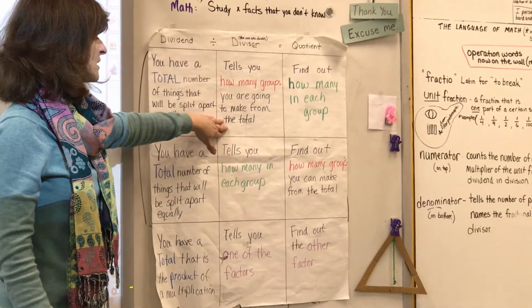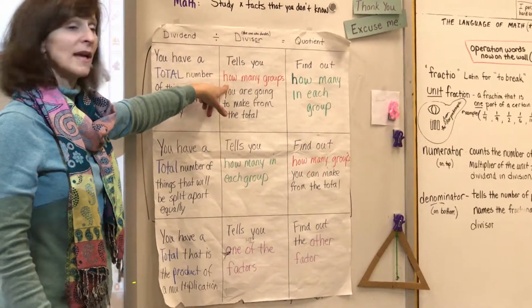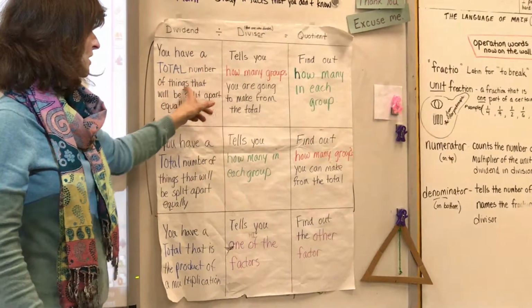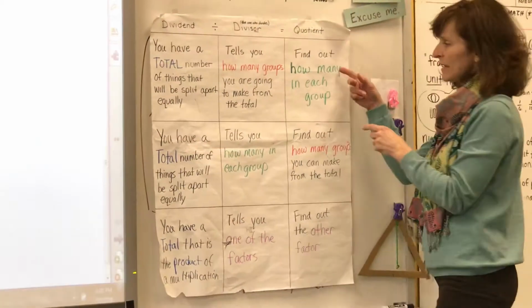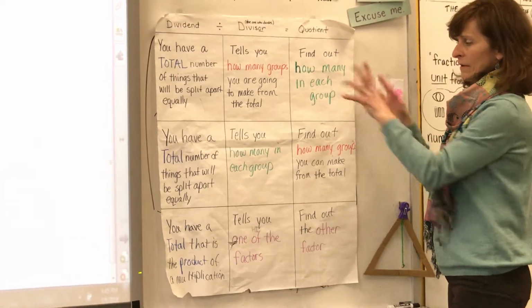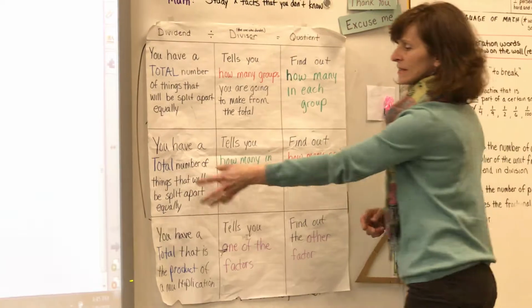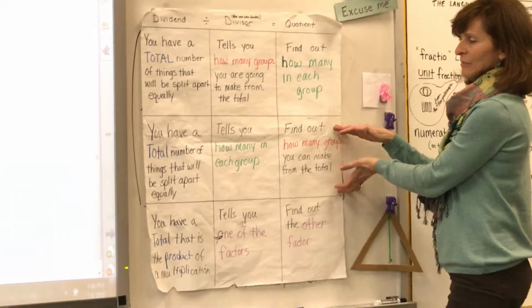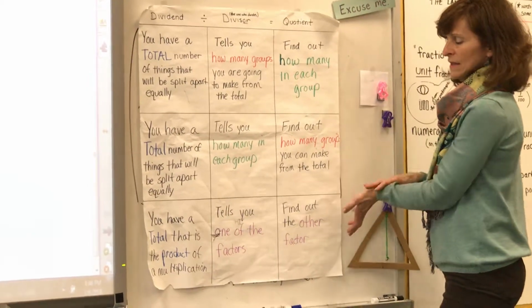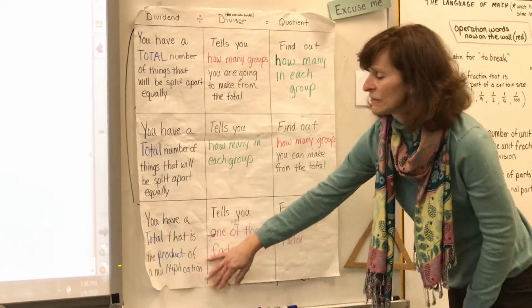The divisor, the second number in the equation, is how many groups you're going to make from this total. If you know the number of groups, what you're trying to find out, the quotient, is how many things are in each group. Then you swap it, and you'll notice it's colorized. You still have a total. Now you know how many are in each group, but you're trying to find out how many groups you can make of that size.